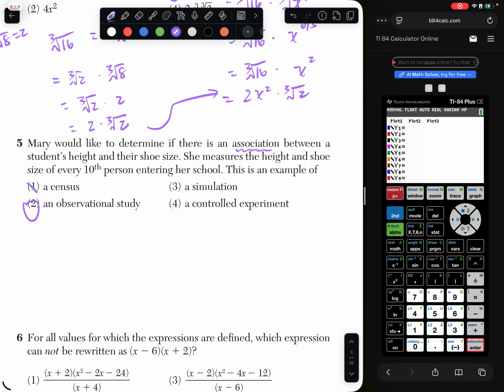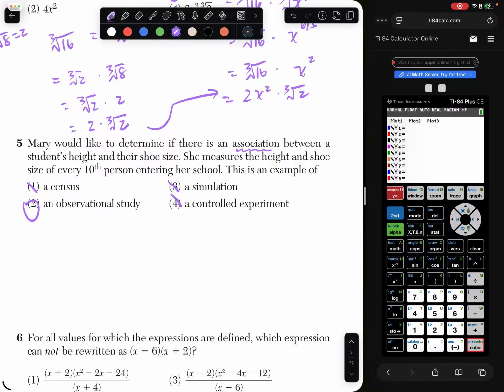So this is not a census. You're not collecting data like the census that the U.S. takes every 10 years, where they come around and see who's in your family. That's not what we're dealing with. A simulation? No, it's not a simulation. She's not simulating any events. And a control experiment? No, because she's not actively changing anything.